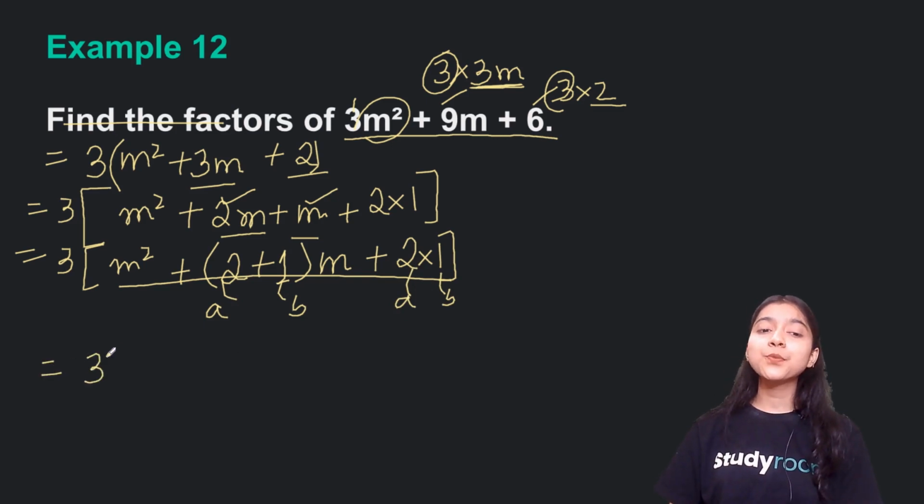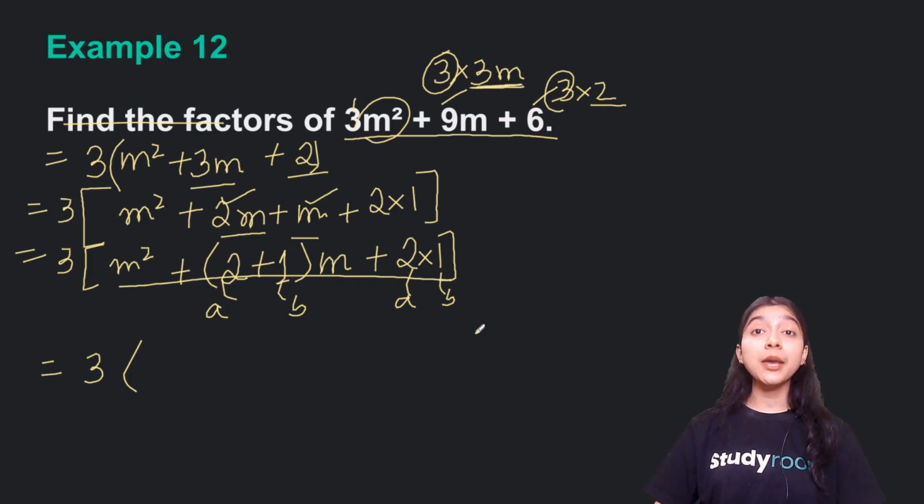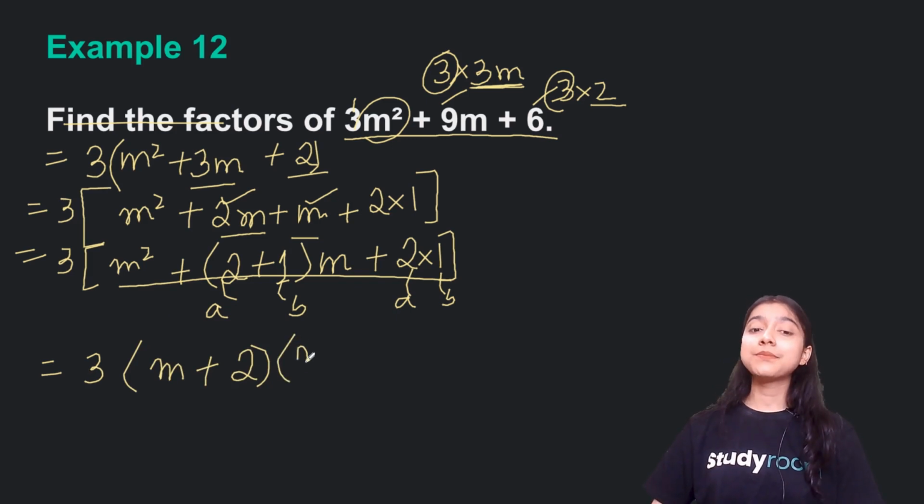So we'll simply put the identity. So what we have to do, m square plus (a plus b) m plus ab will give us m plus a. In place of a we have 2. Whole multiplied with m plus b. In place of b what we have? 1. So we'll write m plus 1.